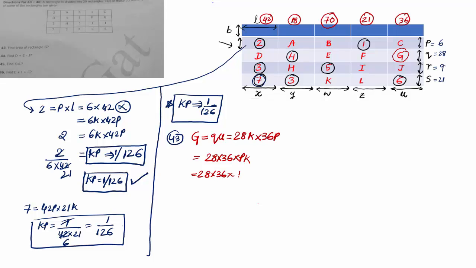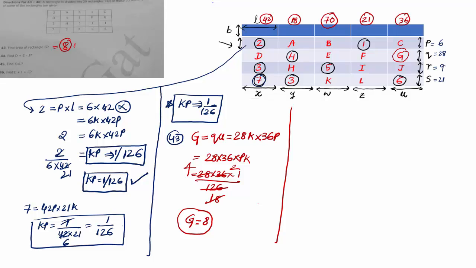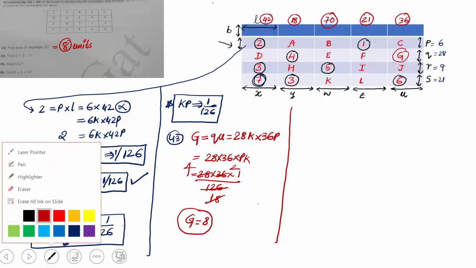So 28 into 36 into 1 by 126. This is 7 4s are 28. This is 7 1s are 7. I'll be left out with 5, like 7 8s are 56. 8 into 2s are 36. So value of G is 8. It means the rectangle's area is 8 units. So the area of this is 8 units. Hope it is clear to everybody. Okay, let me erase this.